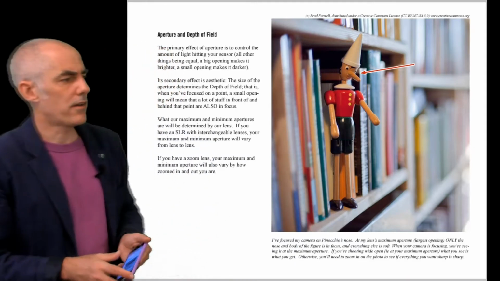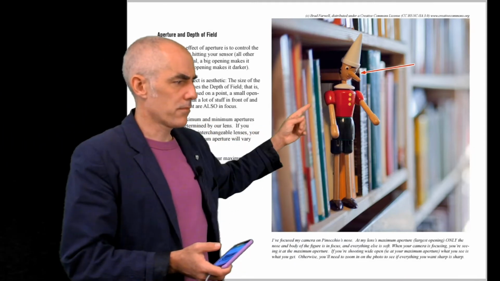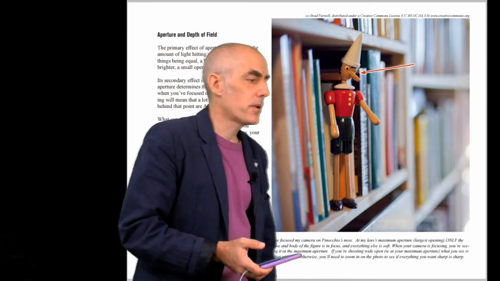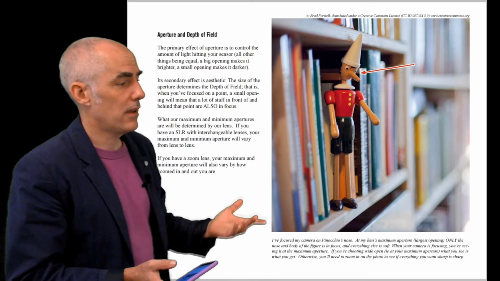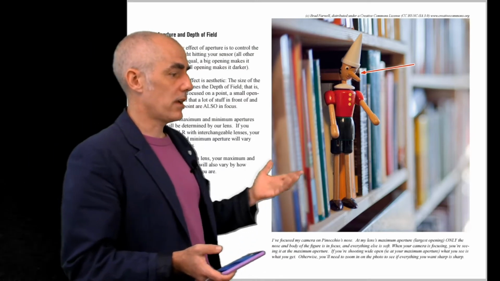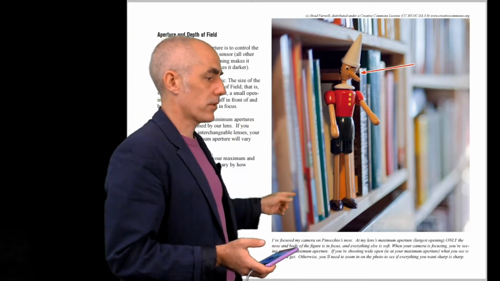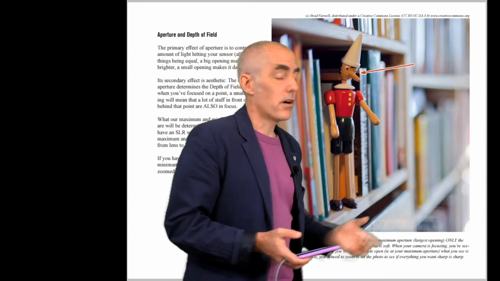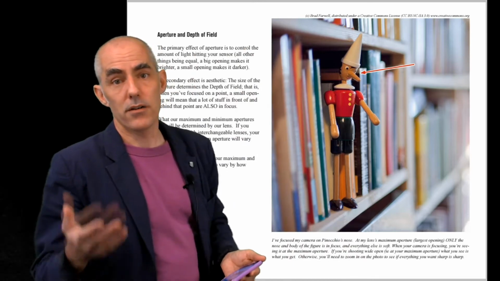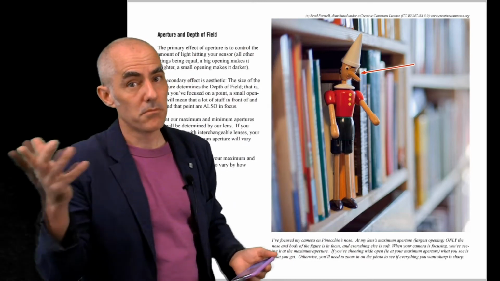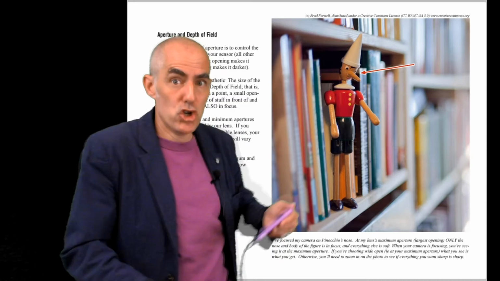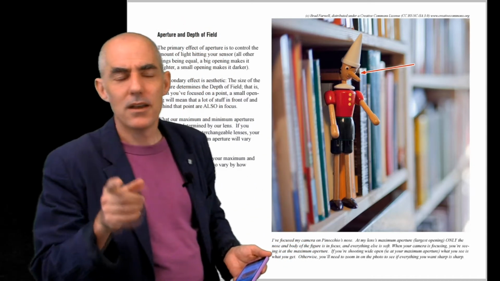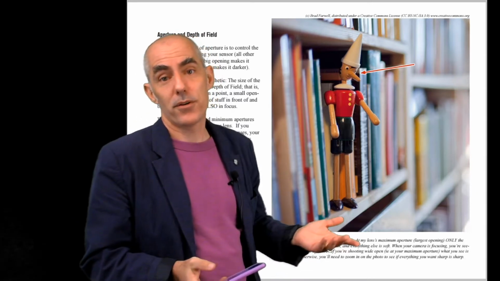So here we have Pinocchio. Pinocchio is here on a bookcase, and we can see right away that the books in the foreground and the books way off in the background are not sharp. They are out of focus. It's not motion blur. The books aren't moving, at least not while I'm watching them, but they are out of focus.